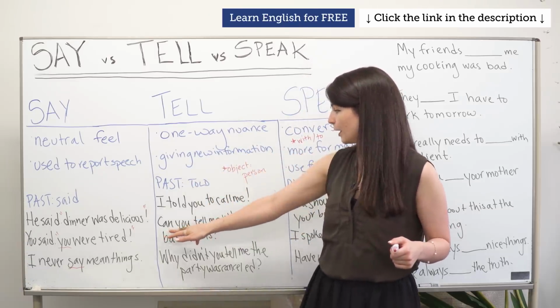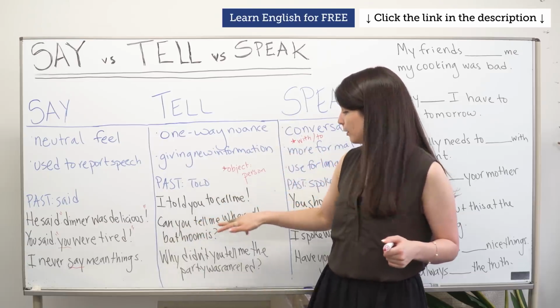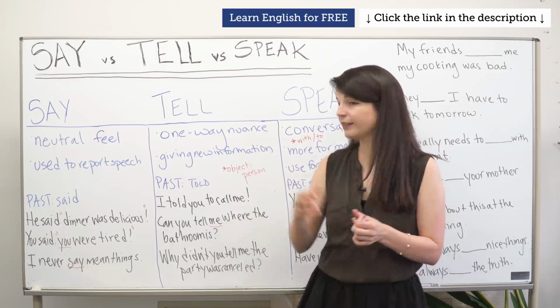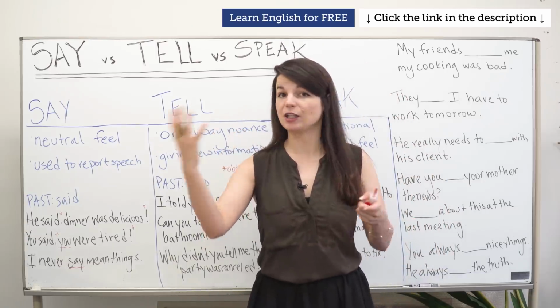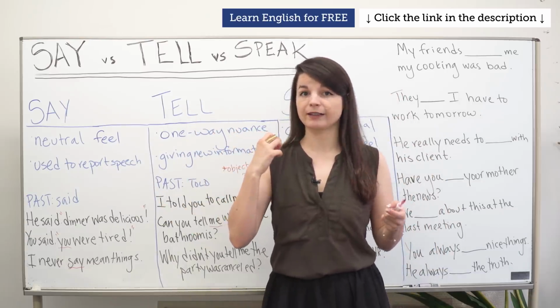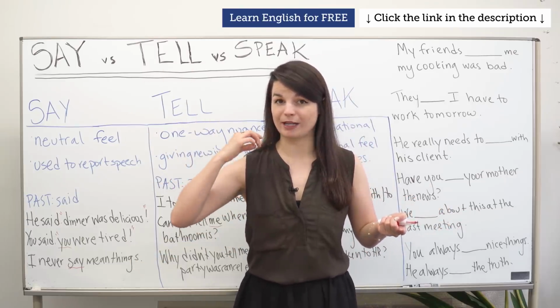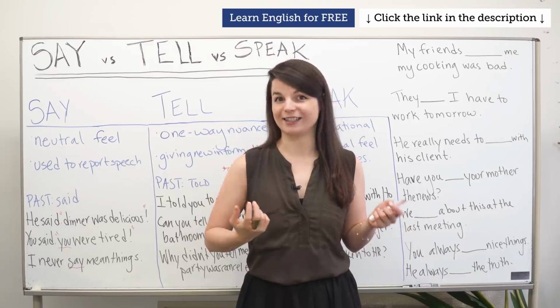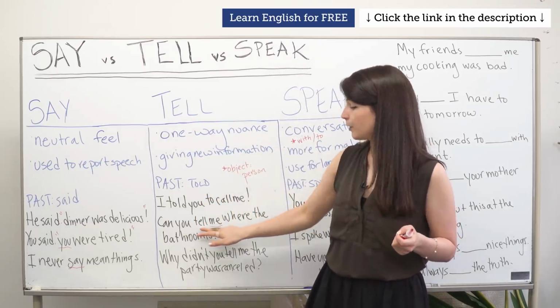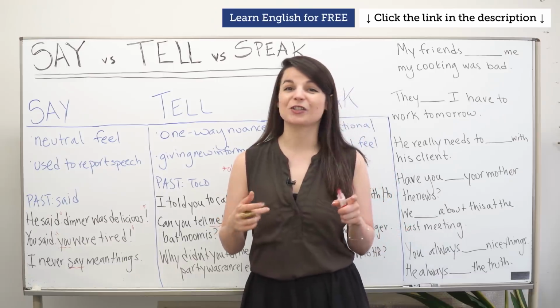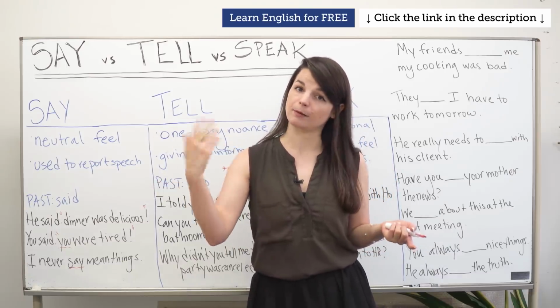Okay, one more, a request this time. Can you tell me where the bathroom is? So here, tell me. This is a request for information. I don't know where the bathroom is. Please give me new information. Please tell me where it is. Here we also use present tense, yeah? So when you're making requests, please make sure to use the present tense. Can you tell me something?